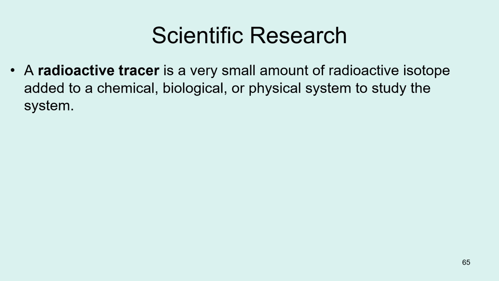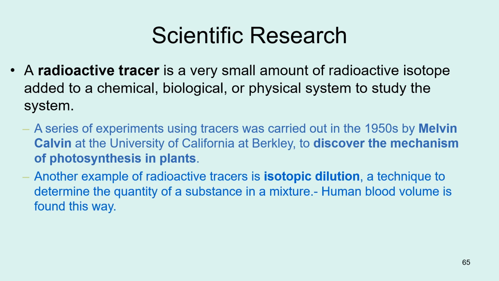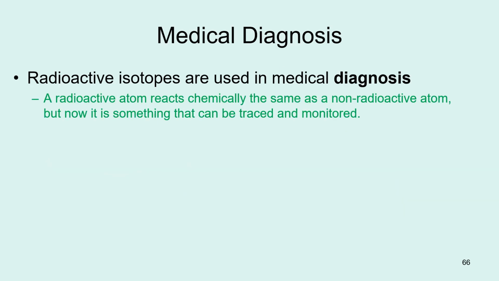Like I said, in scientific research, we can use radioactive tracers. For example, this University of California at Berkeley professor discovered the mechanism of photosynthesis by using a radioactive chemical as a tracer. So he was able to follow the process along because it was detectable. You can read that. Another example of radioactive tracers is isotopic dilution, which is a technique to determine the quantity of a substance in a mixture. So human blood volume was found by using isotopes and diluting it.